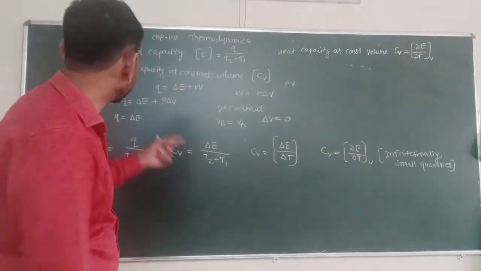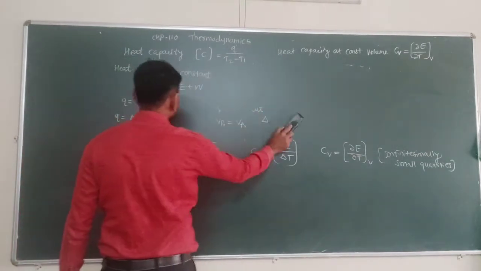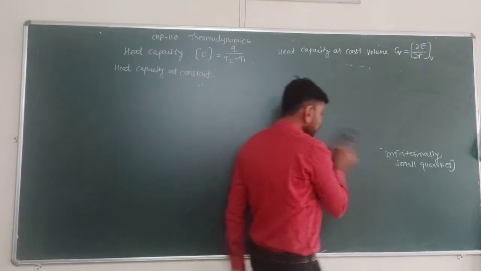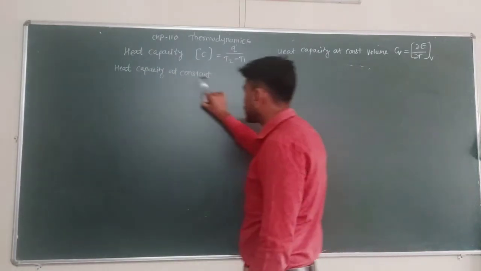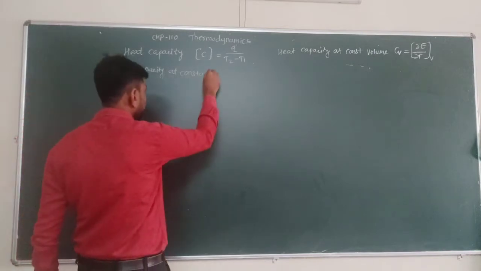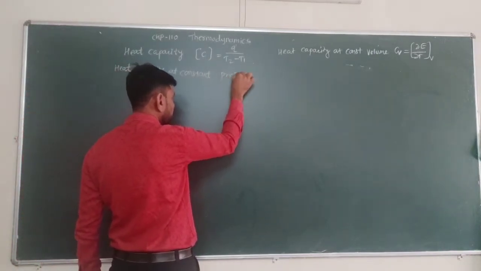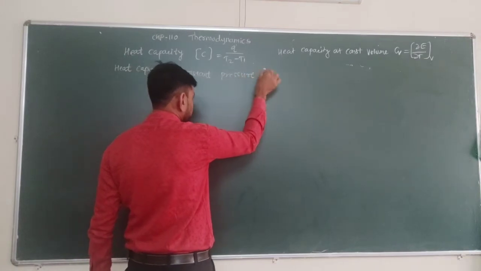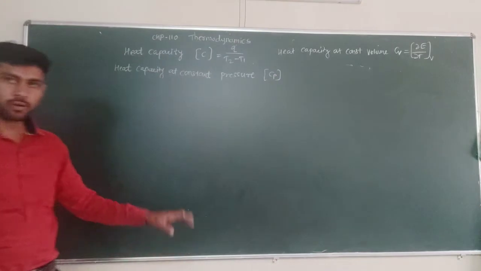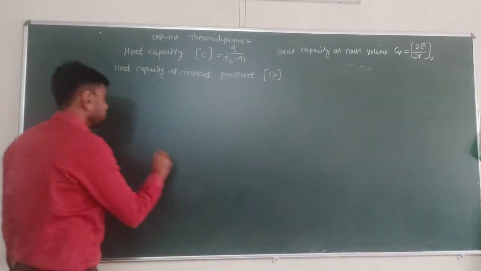Next term that we have to study is the heat capacity at constant pressure. Let's see, if pressure is kept constant, then what will be the equation that we obtain? Heat capacity at constant pressure is represented as Cp, for constant pressure.